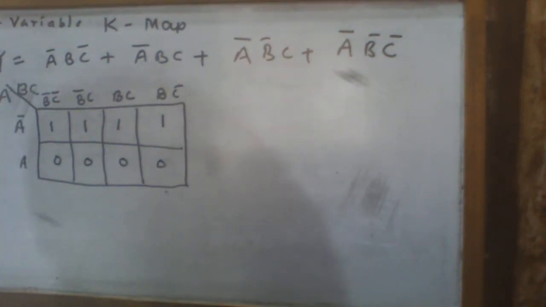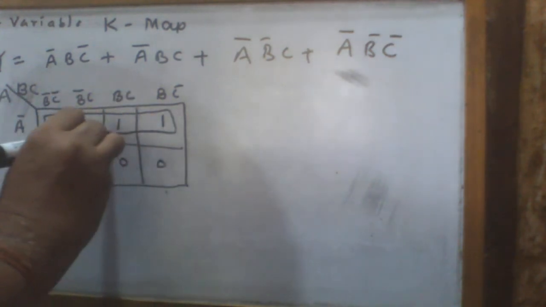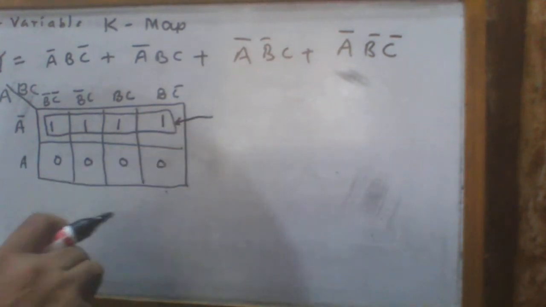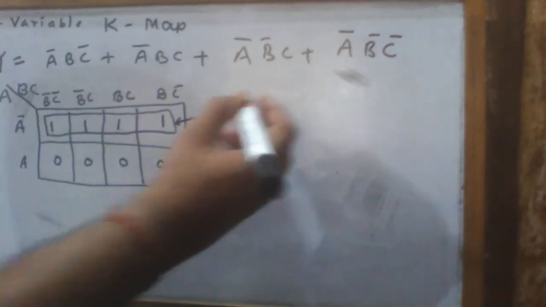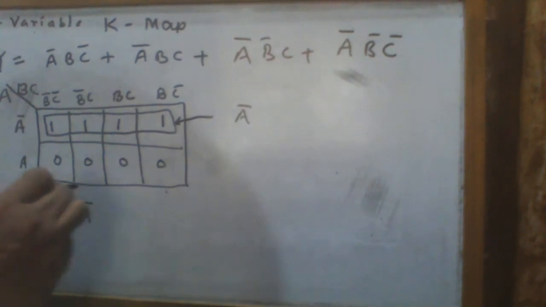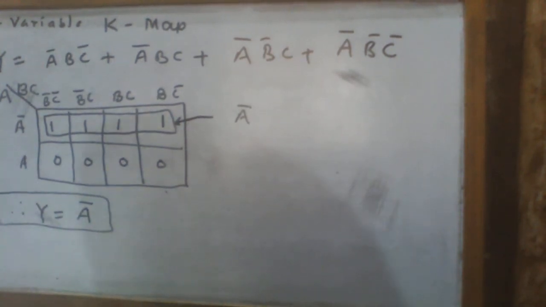Okay, then make a group of 4 ones. A group of 4 ones is possible over here in this way. Therefore, for all these 4 ones, the common term is A bar. Therefore I will write here A bar, and for the given equation y is equal to A bar. This is the solution for the given equation. In this way the equation can be solved for 3 variables.